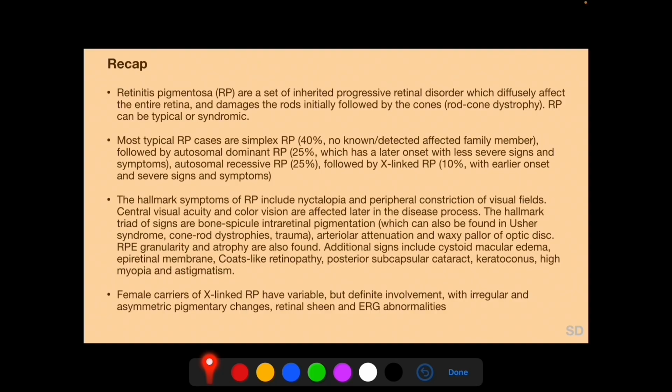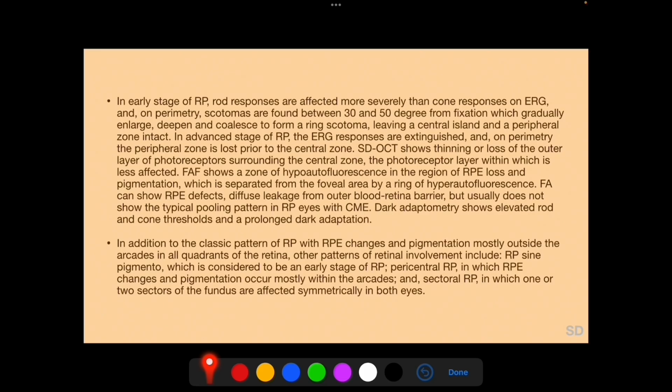Additional ocular signs include cystoid macular edema, epiretinal membrane, Coats-like retinopathy, posterior subcapsular cataract, keratoconus, high myopia, and astigmatism. Female carriers of X-linked RP have variable but definite involvement with irregular and asymmetric pigmentary changes in either eye, retinal sheen, and ERG abnormalities.